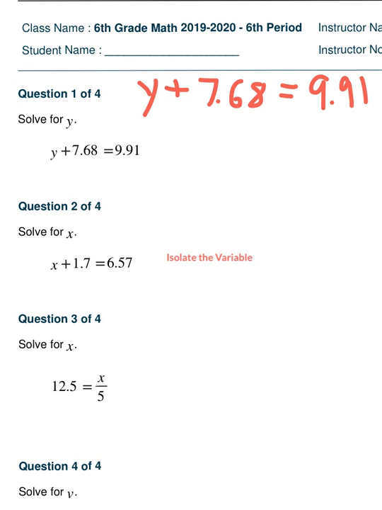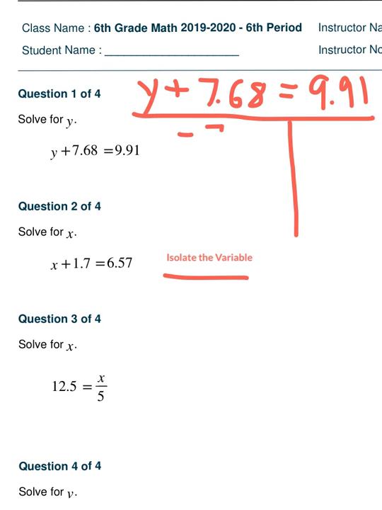So that's our problem, and what we need to do here is isolate the variable, which means isolate that y. We can draw our balance here because we need this equation to balance, and we need to get the y by itself. How we do that, if you remember, is we do the inverse operation to both sides. The inverse of addition in this particular problem, since we're doing y plus 7 and 68 hundredths equals 9 and 91 hundredths, is that we are going to subtract.